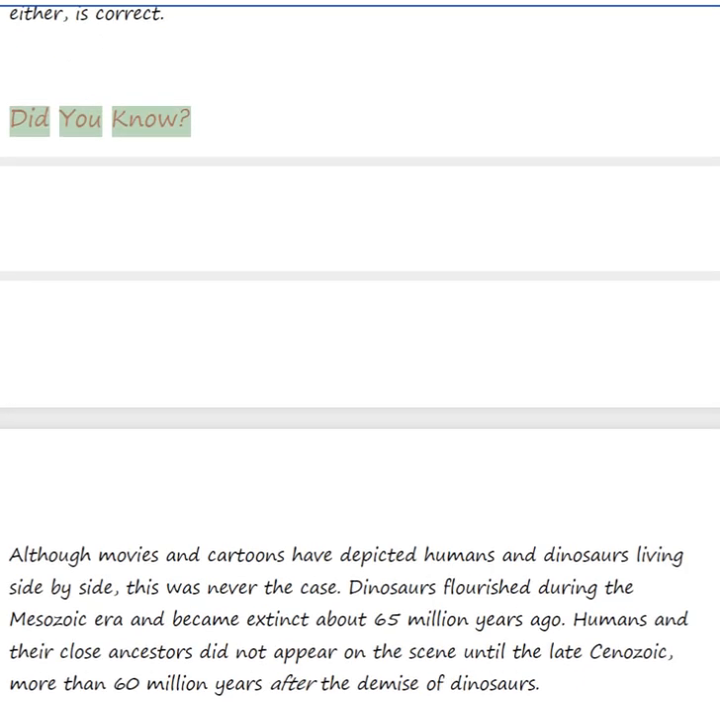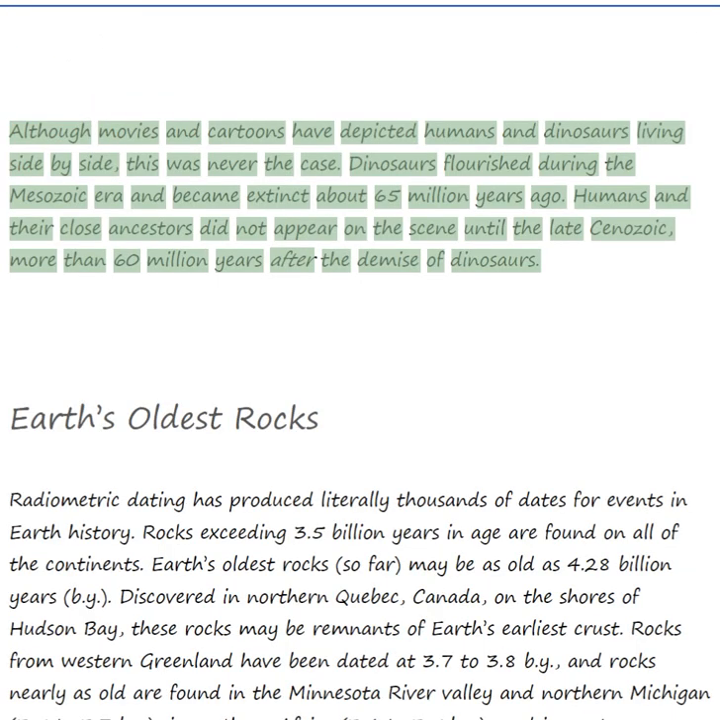Did you know? Although movies and cartoons have depicted humans and dinosaurs living side by side, this was never the case. Dinosaurs flourished during the Mesozoic era and became extinct about 65 million years ago. Humans and their close ancestors did not appear on the scene until the late Cenozoic, more than 60 million years after the demise of dinosaurs.